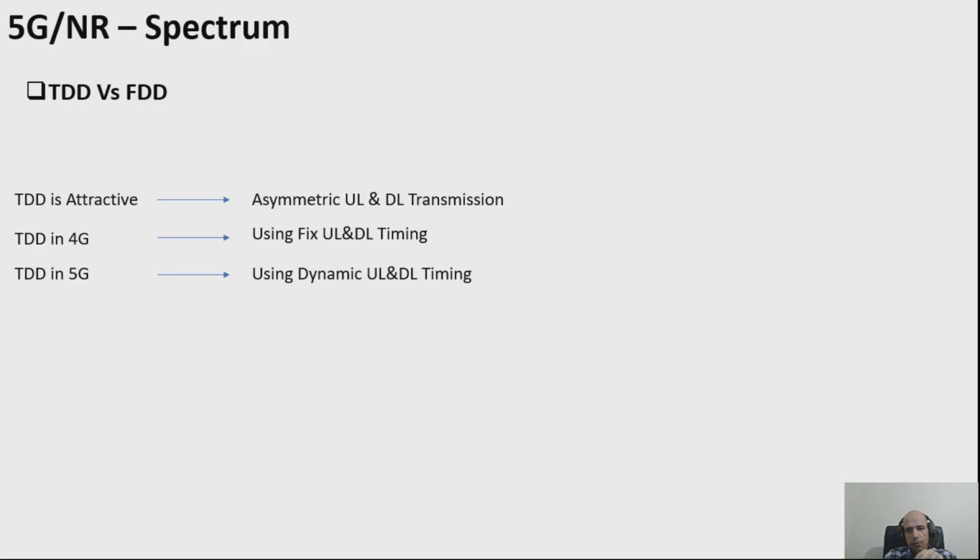But 5G supports dynamic uplink and downlink timing for TDD. This allows the base station to dynamically change symbols or a slot between uplink and downlink according to the requirement. For example, the number of uplink symbols can be increased while the number of downlink symbols is decreased if the volume of uplink traffic increases relative to the volume of downlink traffic.